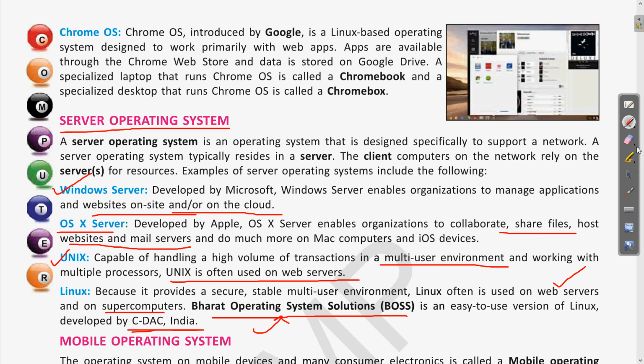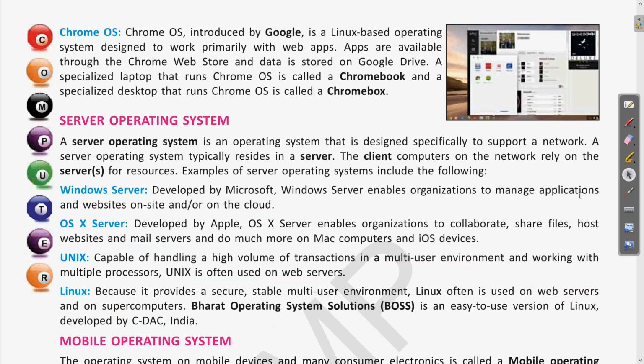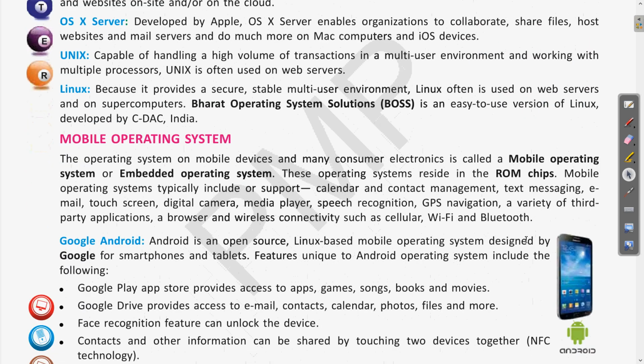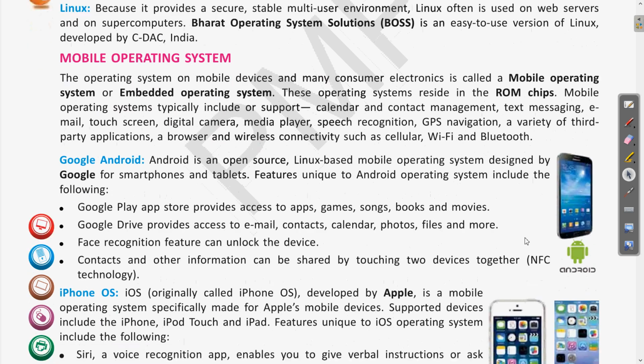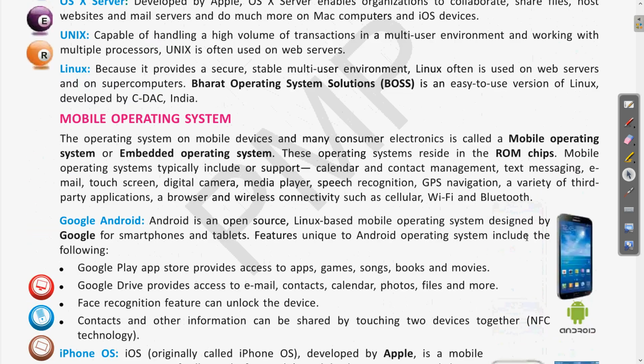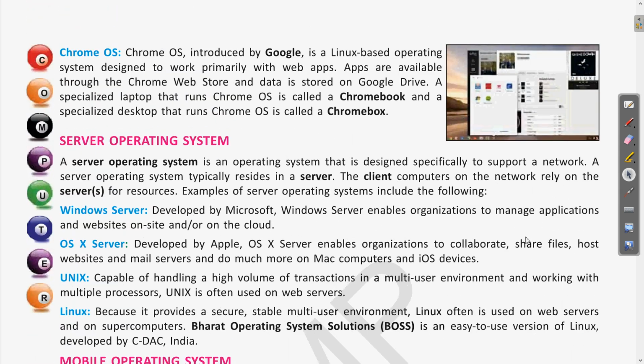Clear? So this was the revision of a few parts of chapter 1. The other one is the mobile operating system. From the coming class we will continue the revision of a few important topics, then we will move to the next chapter. So read and revise these things. If you have any doubt or confusion, we will discuss it in the coming online class. Thank you.